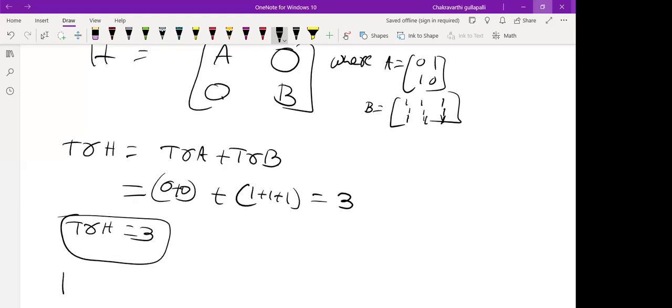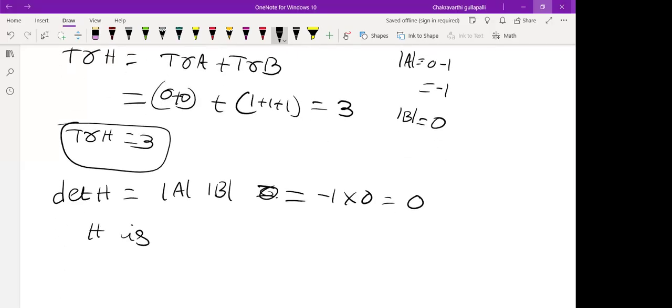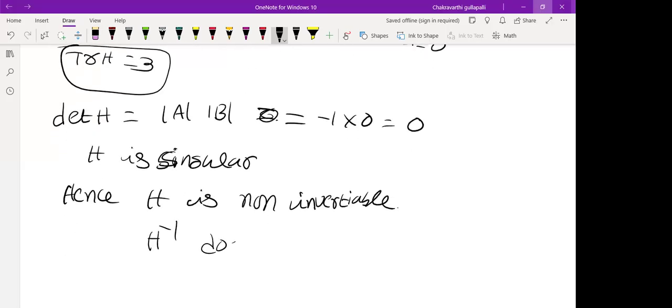Next, det H. Det H is det A times det B. Det A is AD minus BC, which is minus 1. Det B is 0 because two rows are equal, so the determinant is 0. So minus 1 into 0 is 0. Is H singular or not? Which of the following is true: H is invertible, H is singular, and so on. Hence, H is non-invertible, because H inverse does not exist. Why does it not exist? It is singular. Why is it singular? Because the determinant is 0.